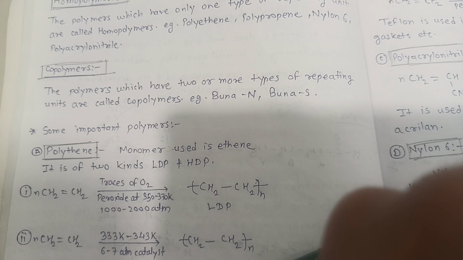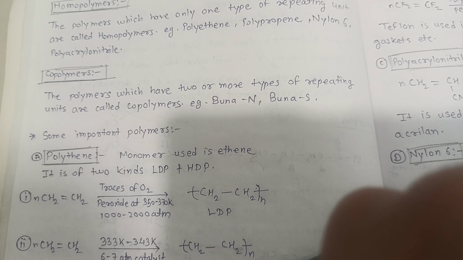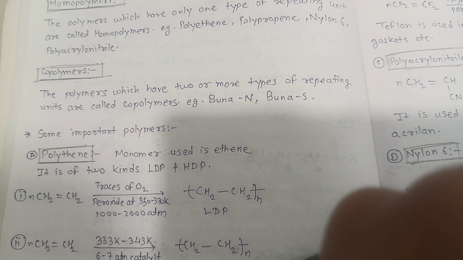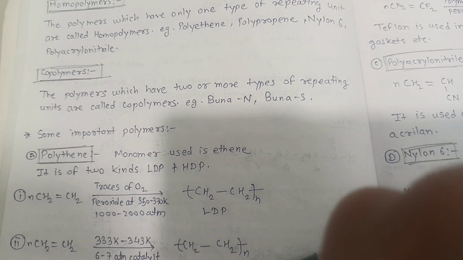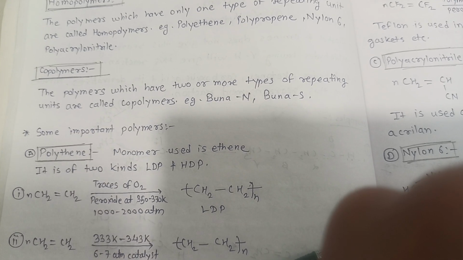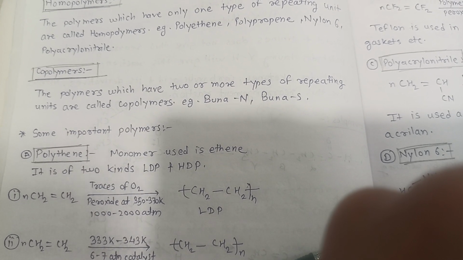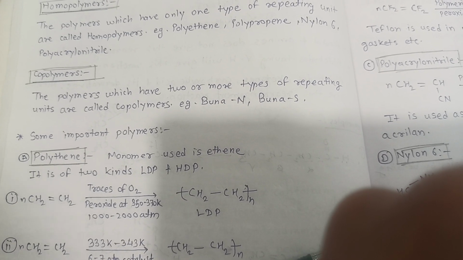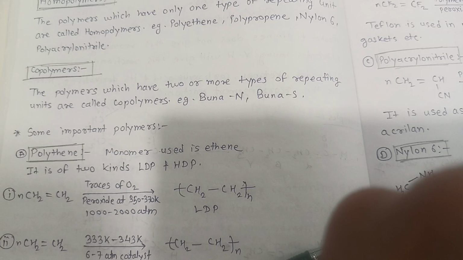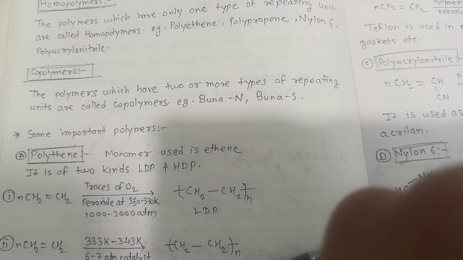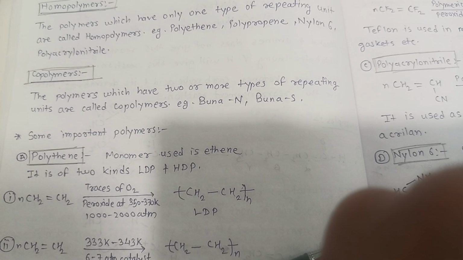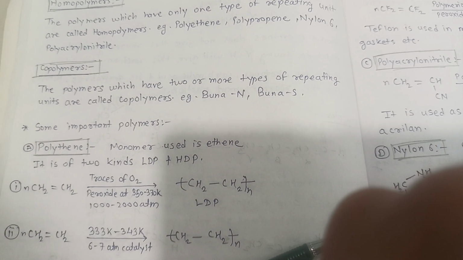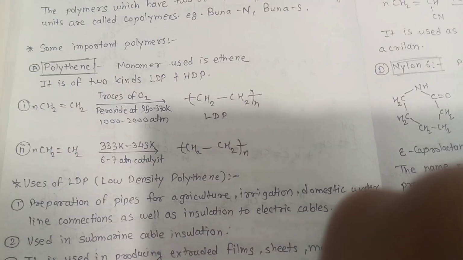Next is copolymer. The polymer which have two or more types of repeating units are called copolymer. For example, Buna N, Buna S, etc. Terylene is also there in copolymers. Then nylon 6,6 is also there in copolymers. So these are made up of two or more monomer units. Two or more different monomer units are used for preparation of copolymers. For example, in Buna S, 1,3-butadiene and styrene are used as monomers. So that's the copolymer. Then next we are going to study some important polymers.